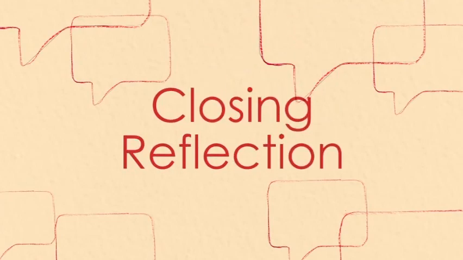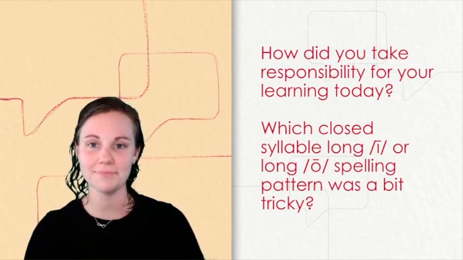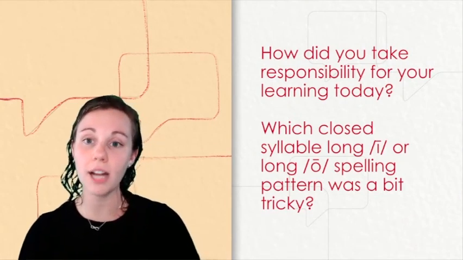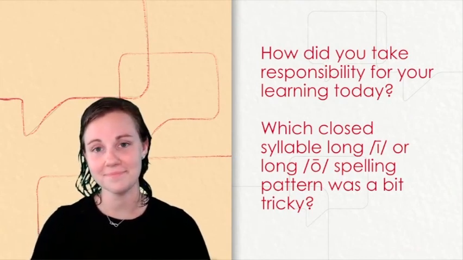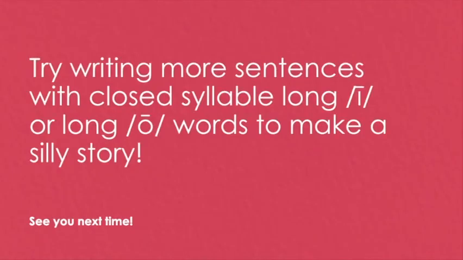Closing reflection. How did you take responsibility for your learning today? Which closed syllable, long I or long O spelling pattern was a bit tricky? Try writing more sentences with closed syllable, long I or long O words to make a silly story. Keep up the hard work as we finish up the cycle together. I know you're getting better each time we practice.